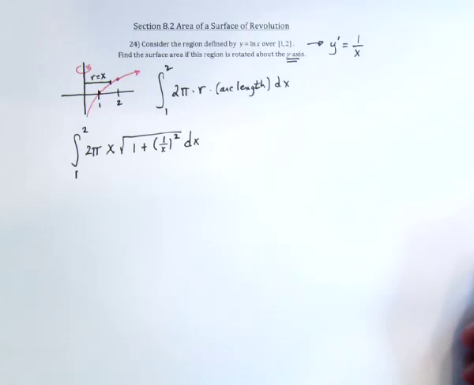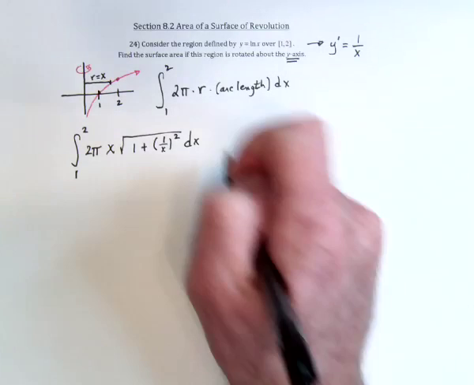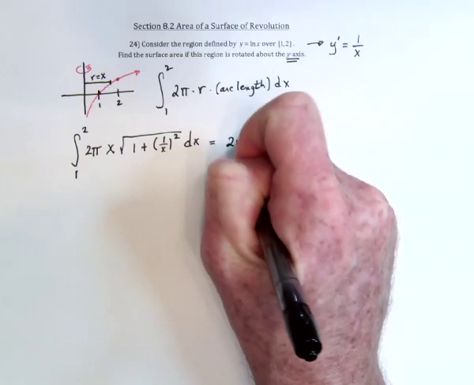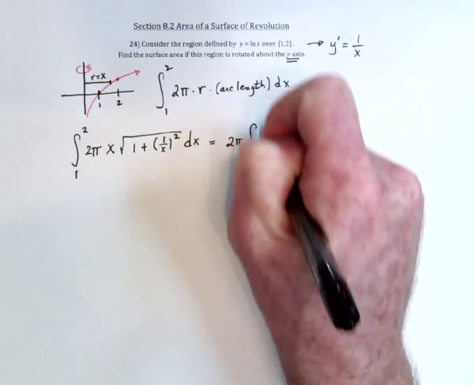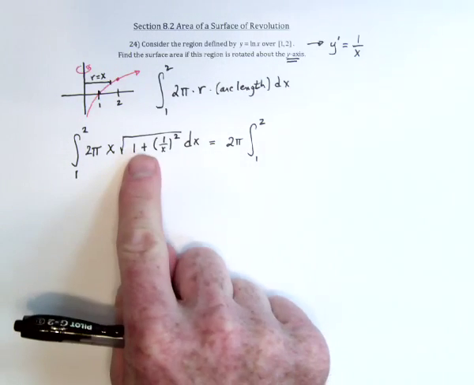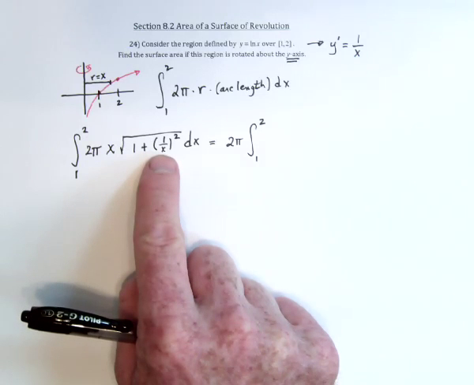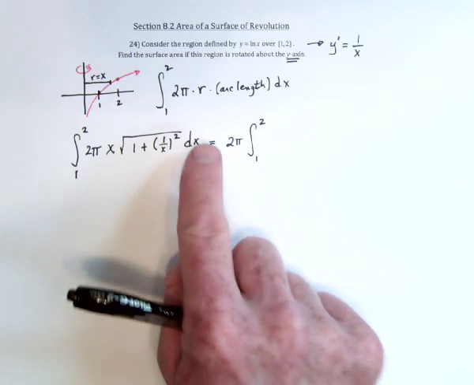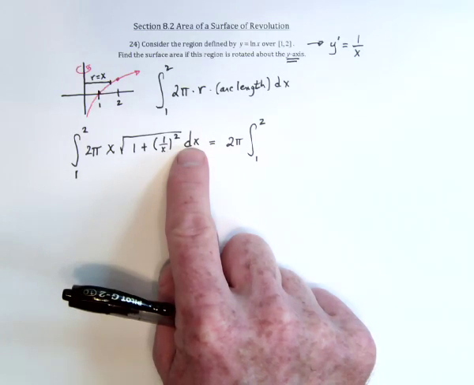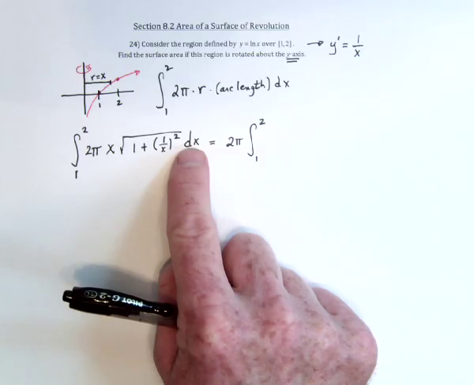Okay, now we need to integrate that. So the 2 pi can be factored out. That's no big deal. But what do we do with all of this? If you let 1 over x equal u, the derivative of that is negative 1 over x squared dx. So this dx would have to have a negative, or at least a 1 over x squared attached to it. It doesn't. U substitution isn't going to work.